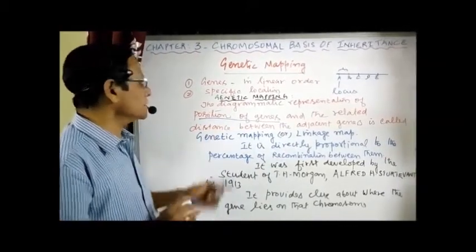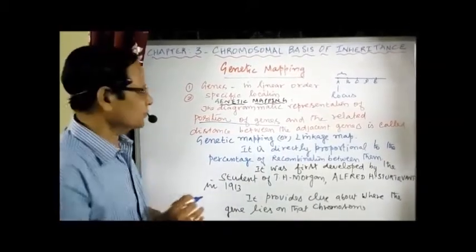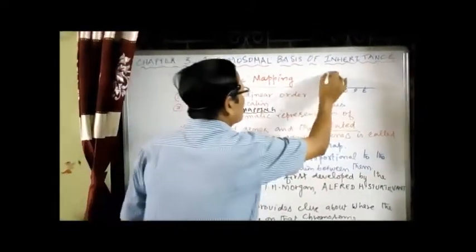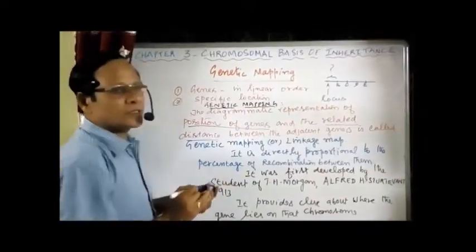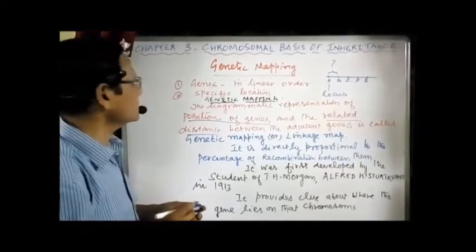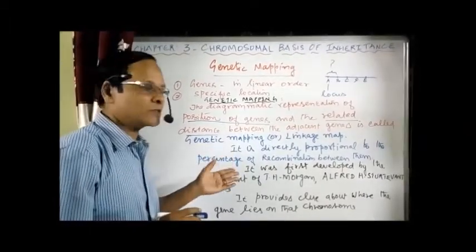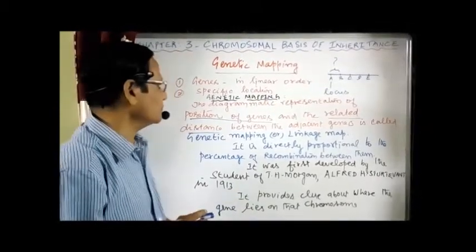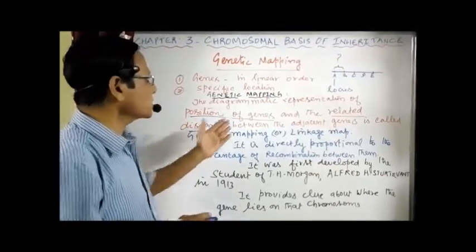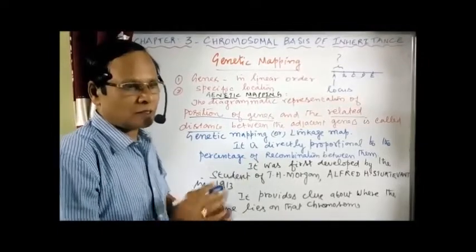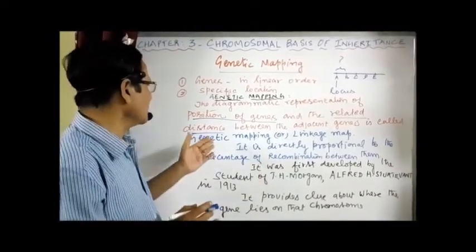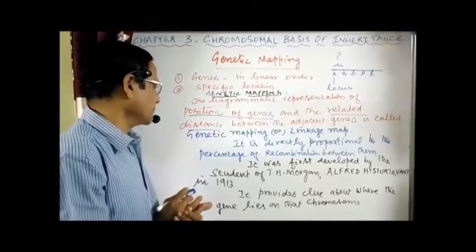And the related distance between the adjacent genes. Now this is what is called the related distance between the genes, and this is called genetic mapping. It is a diagrammatic representation of the position of the genes in a chromosome and the related distance between the adjacent genes, how far they are placed, either closely or far away. That is what is known as genetic mapping.